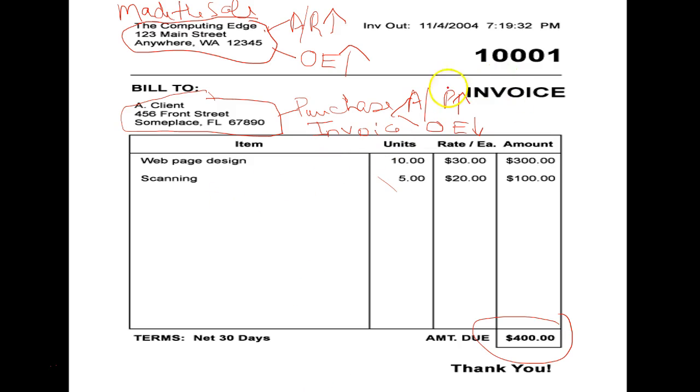Now I want you to notice here, every invoice has an invoice number, okay? And so an invoice number allows me to see and track this, so it's easier for filing. And it always has a date on it, so when the sale has taken place. And it also always has the terms. This means that this $400 is due to Computing Edge within 30 days. Hopefully you've written all over this invoice just like I have. I want you to know this stuff.